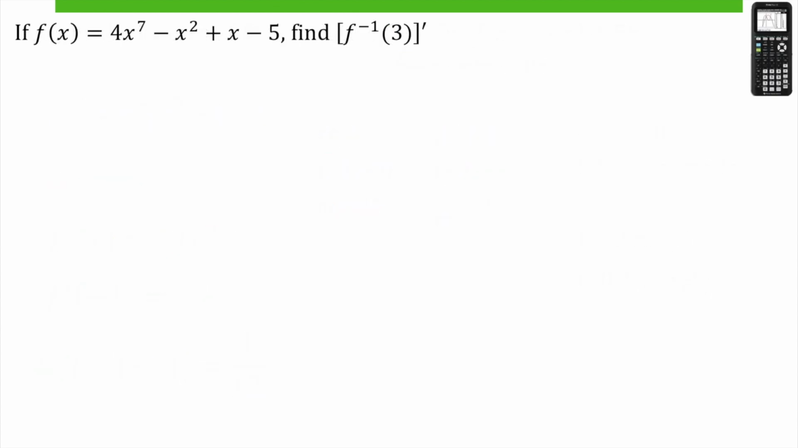One more, and this is a calculator question, and I really want you to have your calculator with you because I'm going to show you a lot of calculator tricks as we go through this. So if you have a TI-84, that's what I'm going to be using.